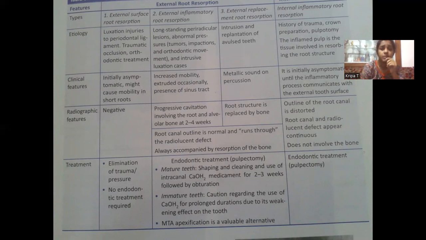So we go for a pulpectomy. If it is a mature tooth, you can place a medicament and then obturate after it. If it is immature, calcium hydroxide should not be used. You can use something like MTA.